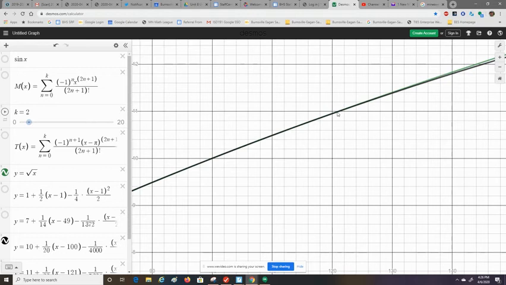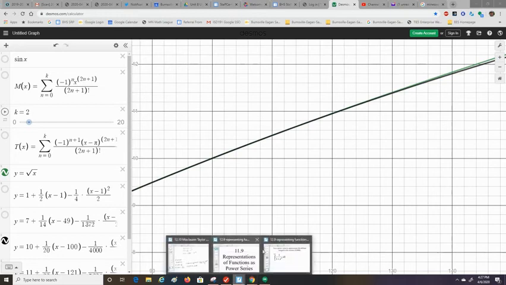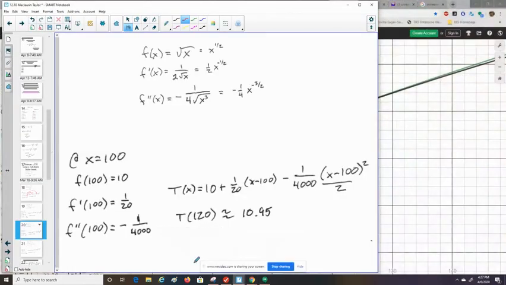X equals 120. I don't know how well you guys can see this, but I just see a little bit of green peeking through from underneath this black graph. So pretty good, not perfect, but pretty good. The value I get when I plugged in 120 was about 10.95, which is within about 5/1000ths of the actual answer, which is pretty darn good.